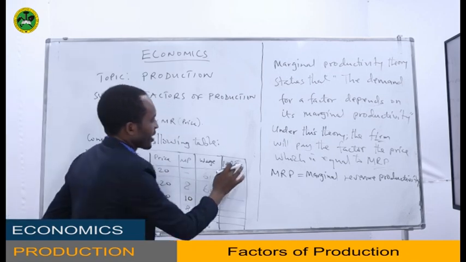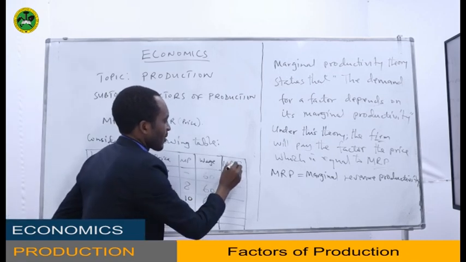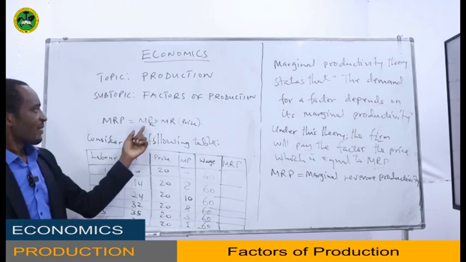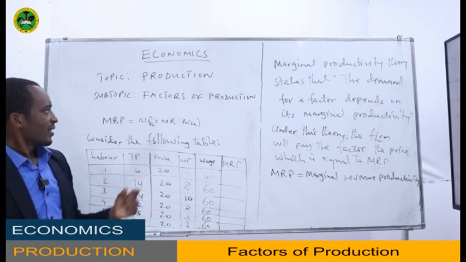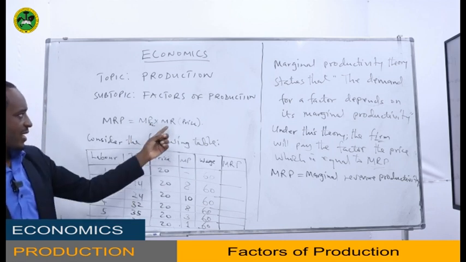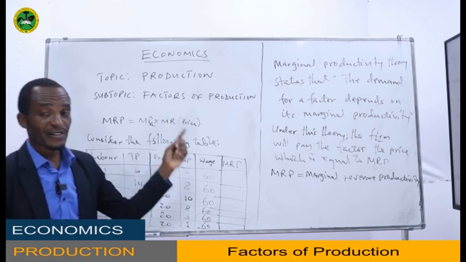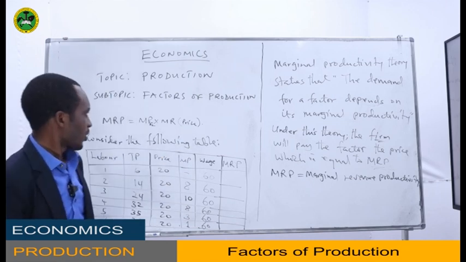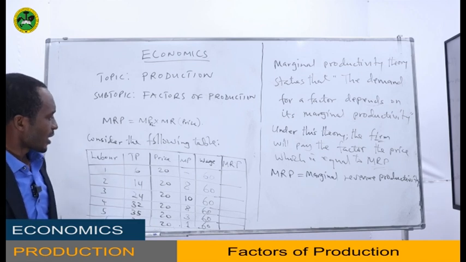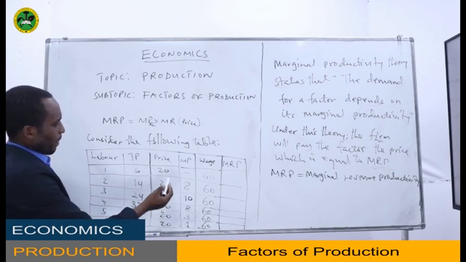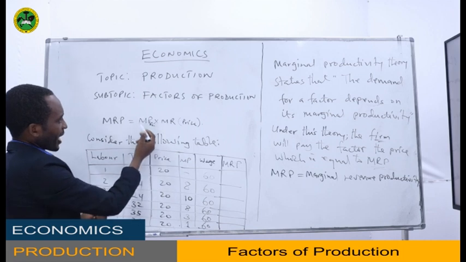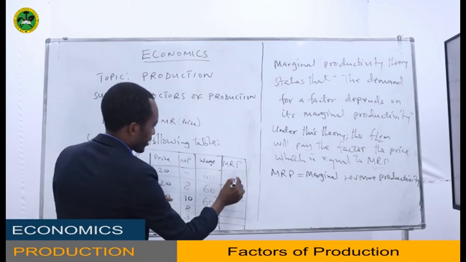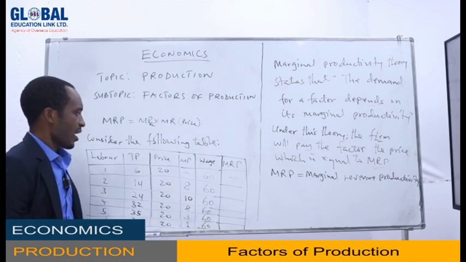So the marginal revenue product, MRP, will be obtained by taking the marginal product times the price. So here I said the price or marginal revenue, it means under perfect market, the price is equal to marginal revenue. So it is the same as taking marginal revenue times marginal product. So you'll take the marginal product times the price of the product. In this case here it will be dash, since here we don't have the value of MP.